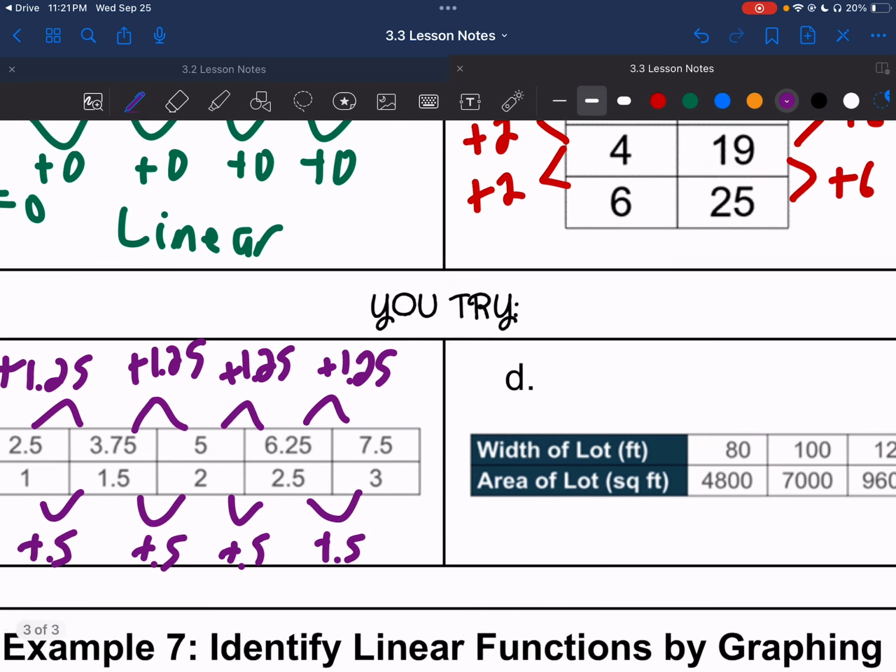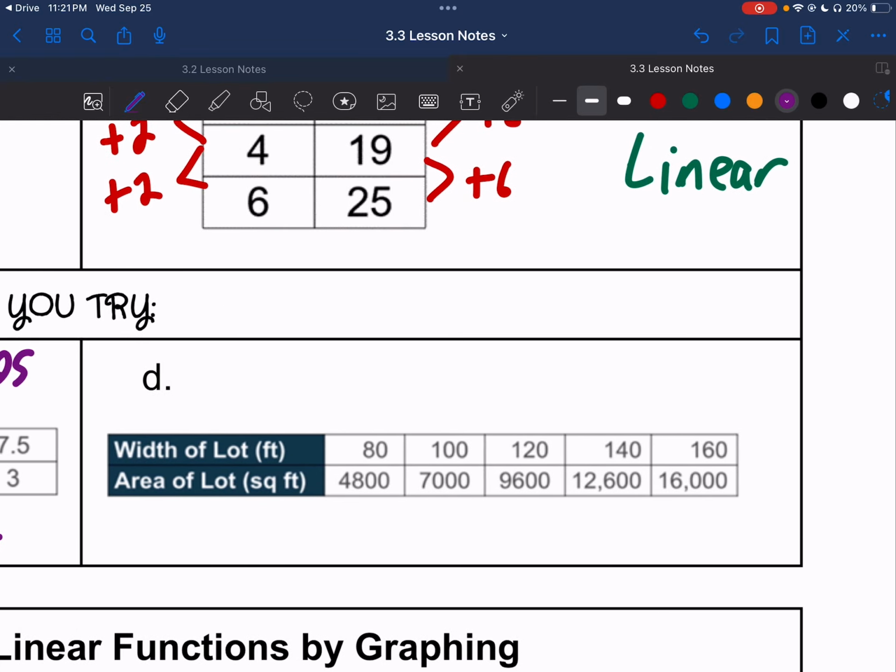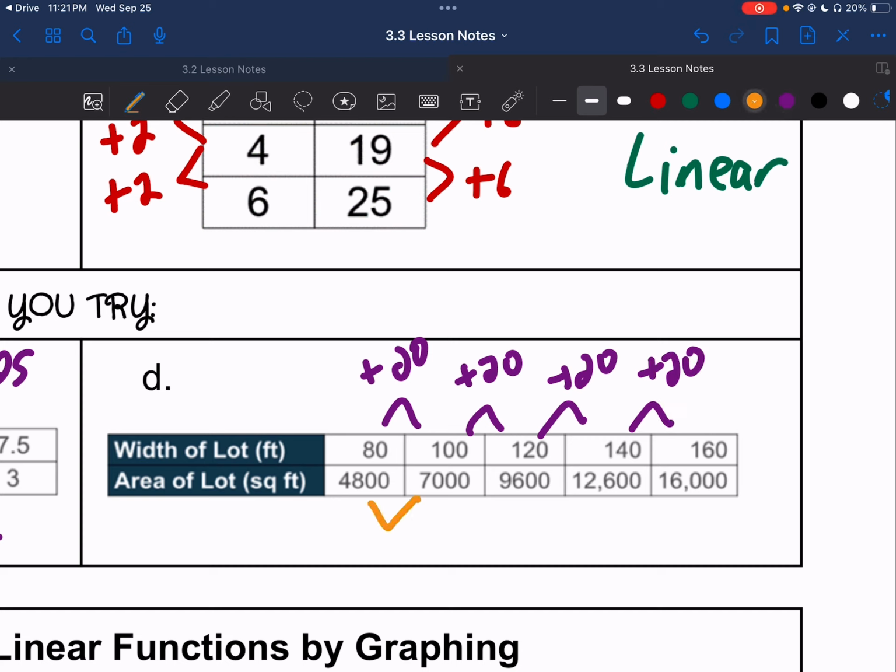All right, now our last one here, we have the width of the lot and the area of the lot. So the width, we're adding 20 each time. And our area, well, this time we're going up by 2,200. This one's going up by 2,600. This one's going up by 3,000. And this one is going up by 3,400.